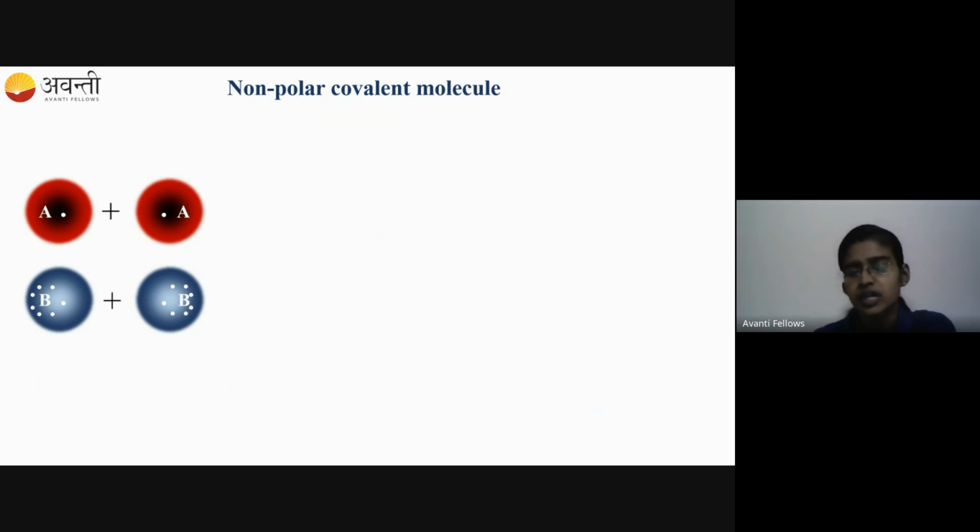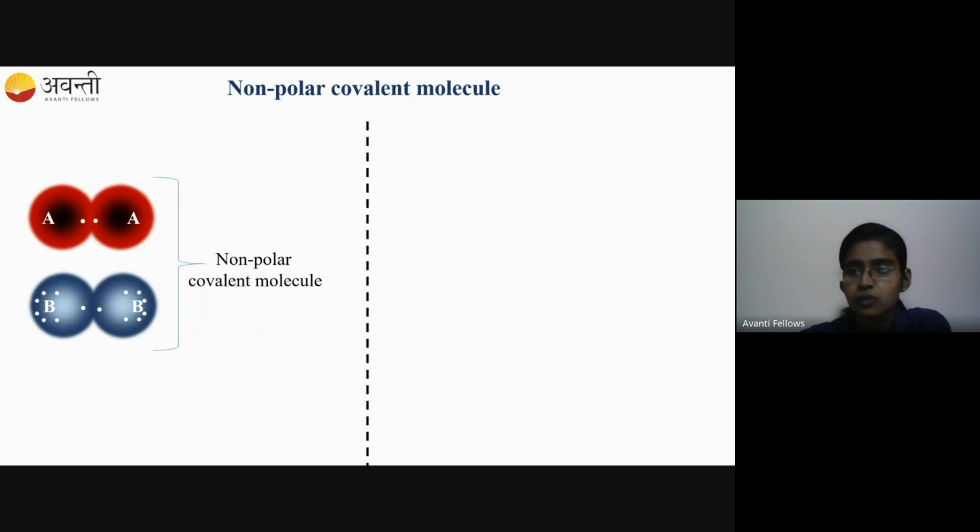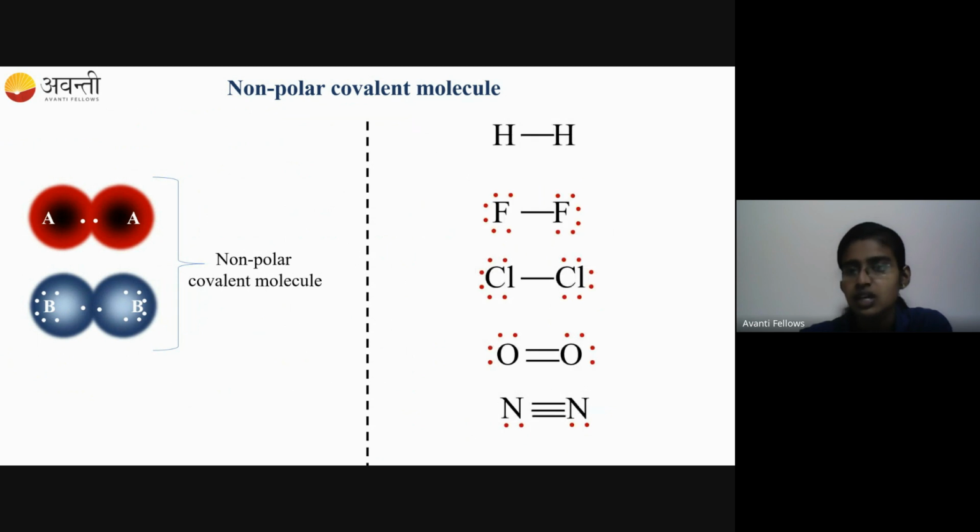A, B, B. So both the bonded atoms are the same. Now you see A atom is having one electron. The second A atom is also having one electron. So both will form a bond. And B also in the same way will form one bond. Now they have formed the bond, and we call that a non-polar covalent molecule. So who are the non-polar covalent molecules? Hydrogen, fluorine, chlorine, oxygen, nitrogen, all these are examples of non-polar covalent because both the bonded atoms are the same.